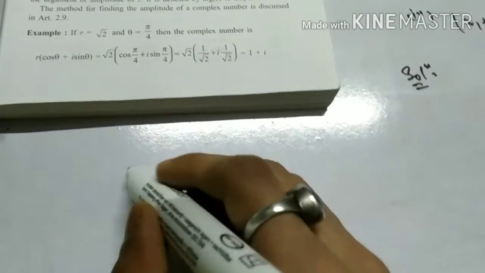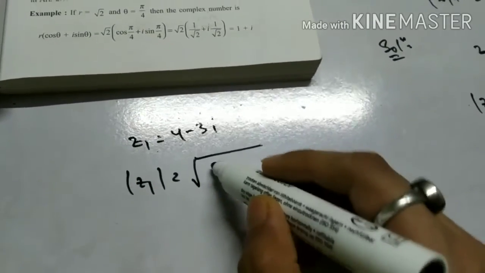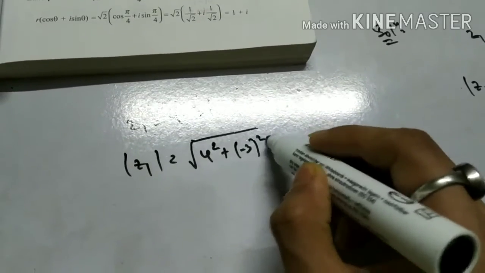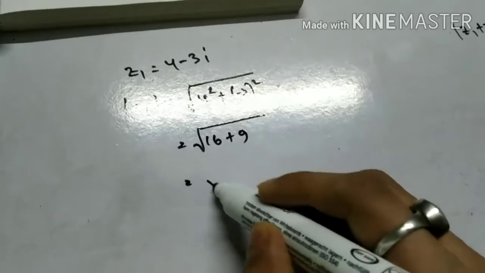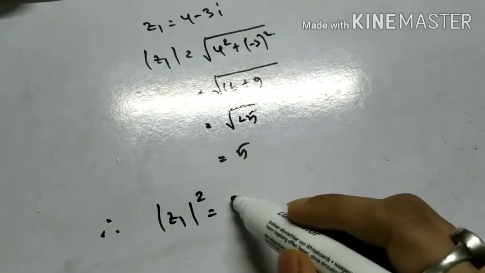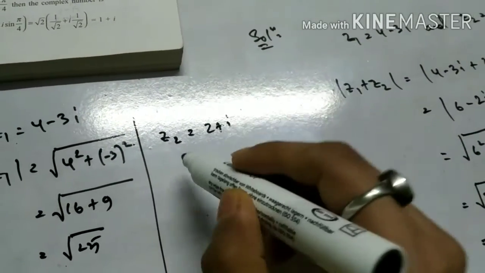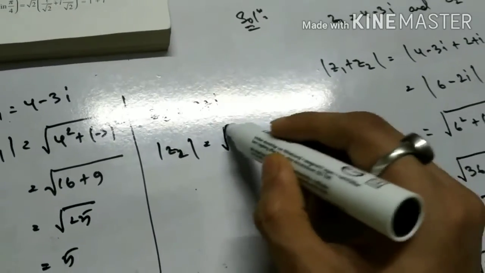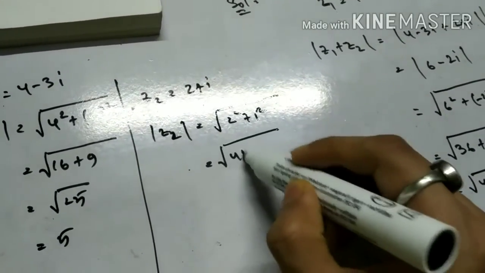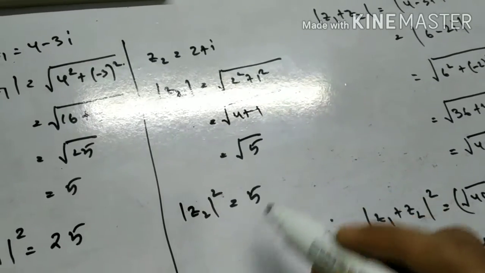Okay, now I will start from the right side. z1 is equal to 4 minus 3i, so modulus z1 is root over 4 squared plus (minus 3) the whole squared. This will be 16 plus 9, which is 25, so modulus z1 is 5. Therefore modulus z1 squared is 25. Then similarly z2 is equal to 2 plus i, so modulus z2 is root over 2 squared plus 1 squared, 4 plus 1, which is root 5. Therefore modulus z2 squared is 5.